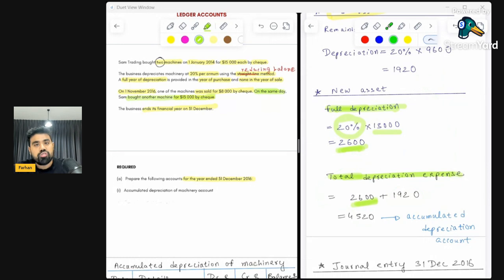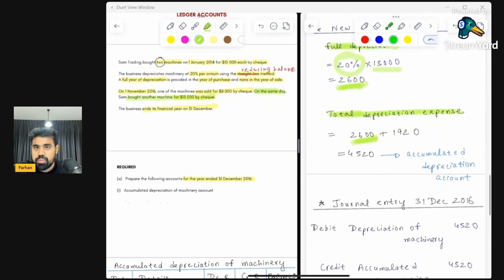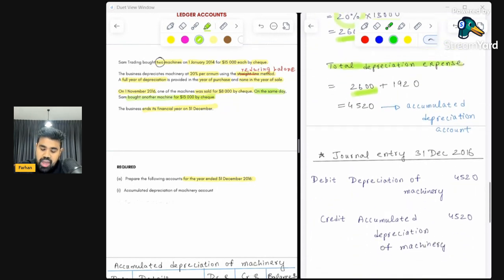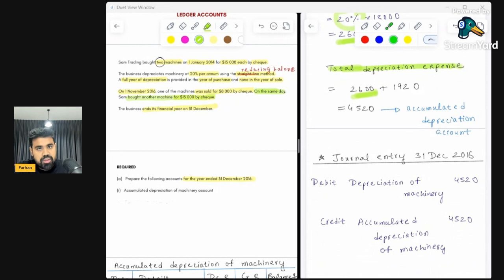So how do we make the transfer? How do we prepare the journal entry to record this depreciation expense which we have got at the end of year 3 on 31 December 2016? So every time you've got depreciation expense which you incur for your business, the entry is always the same. You debit the depreciation expense account, which in this case, to be specific, is the depreciation of machinery account.